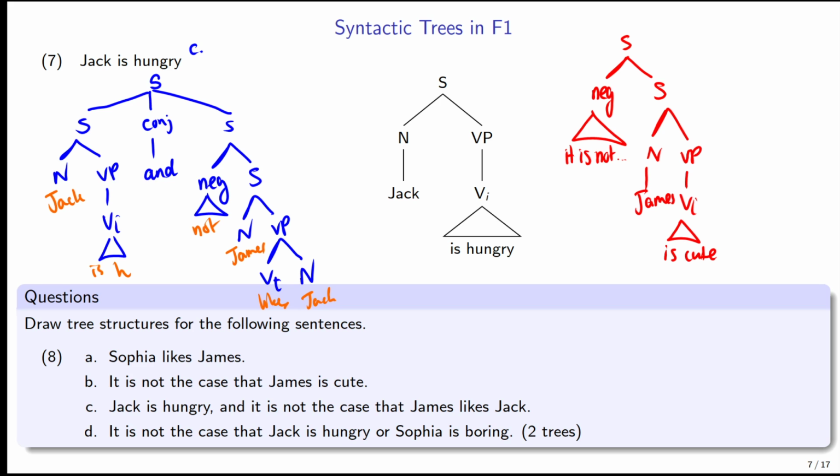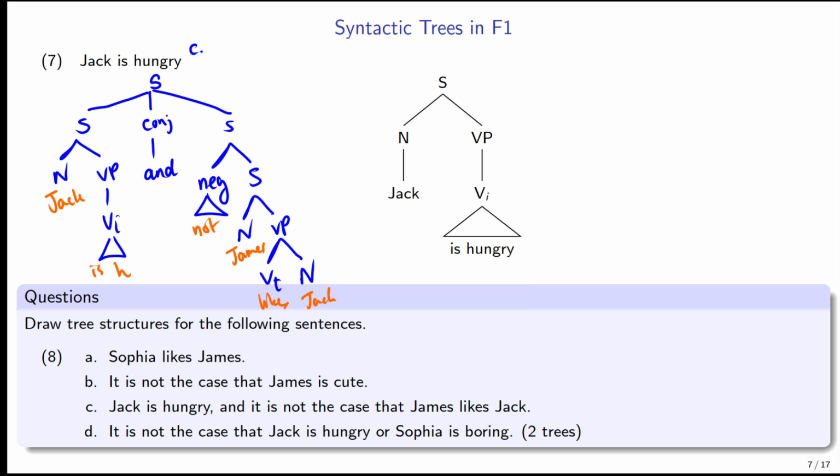Okay, that is C. Now we're going to do D, and there's two structures here. This is an ambiguous sentence. It is not the case that Jack is hungry or Sophia is boring. So it's either negating just the first thing or it's negating the entire thing. It is not the case that Jack is hungry or Sophia is boring. So we can draw our structures here.